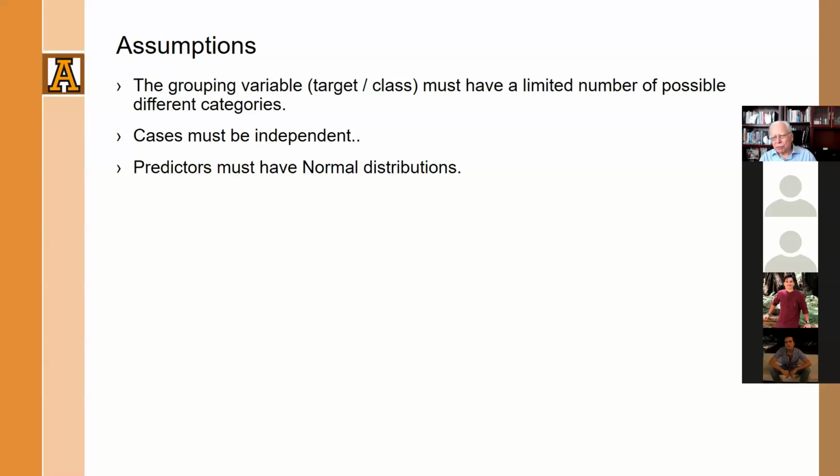The predictors must have normal distributions. This assumption is for LDA, not for Fisher discriminant analysis, which I'll denote by FDA. In Fisher discriminant analysis, we don't require normal distributions. We just require the same variance covariance matrix. Both Fisher and linear discriminant analysis assume that the variables, the predictors, the factors, are continuous.